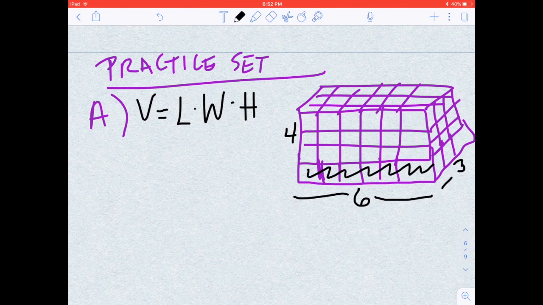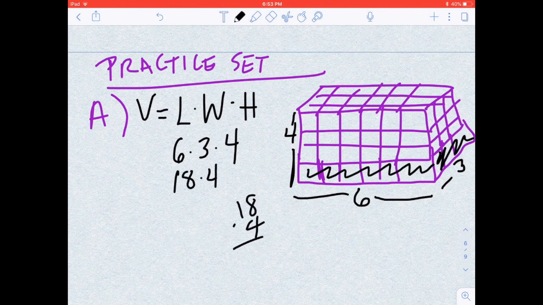It's like saying I have 6 cubes and they're in 3 rows. So 6 times 3 is my length times my width. And my height, my number of rows, it's this part, is 4. 6 times 3 is 18 times 4. 8 times 4 is 32. 1 times 4 is 4, plus 3 is 7. And I need to make sure I have a unit. In this case, they just say 72 unit cubes.